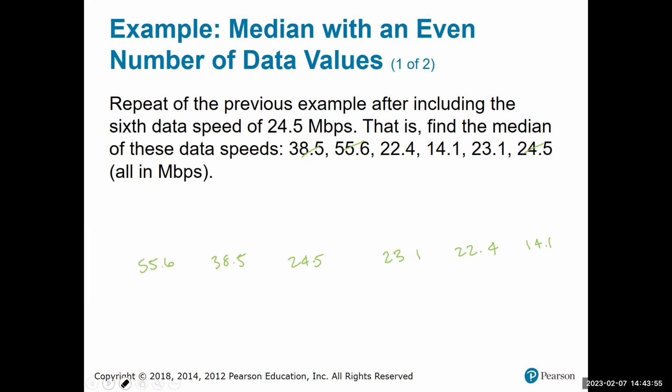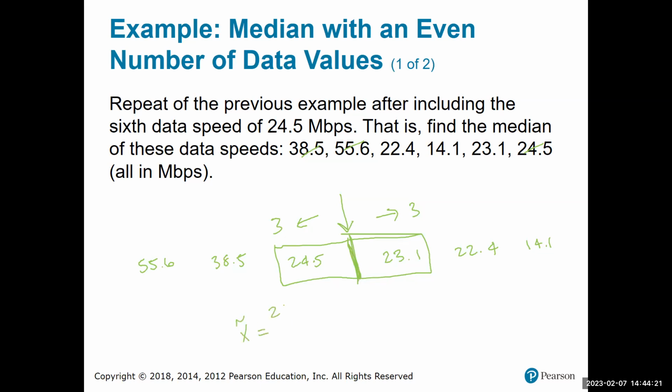And now I'm going to have 2 values that are in the middle, so I'm going to end up averaging the 2 in the middle. If I'm in between these 2 values, there's 3 data values to the right and 3 data values to the left. So this imaginary spot here is the middle, and the median is going to be the average of those 2.